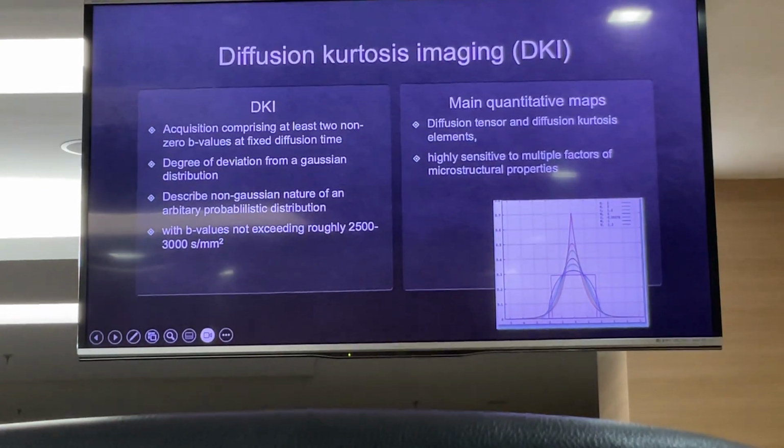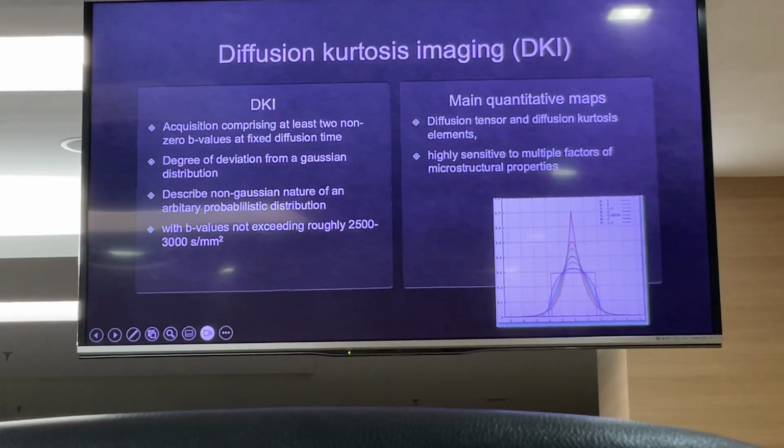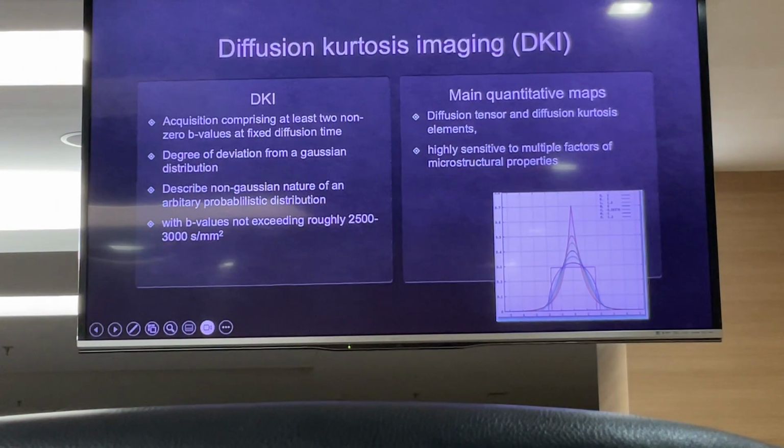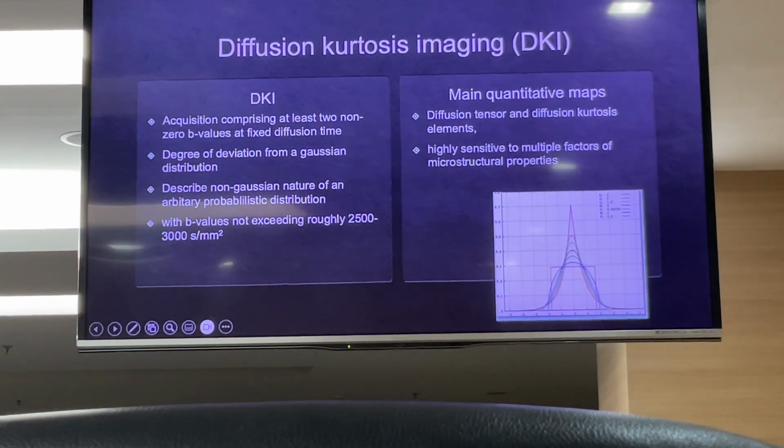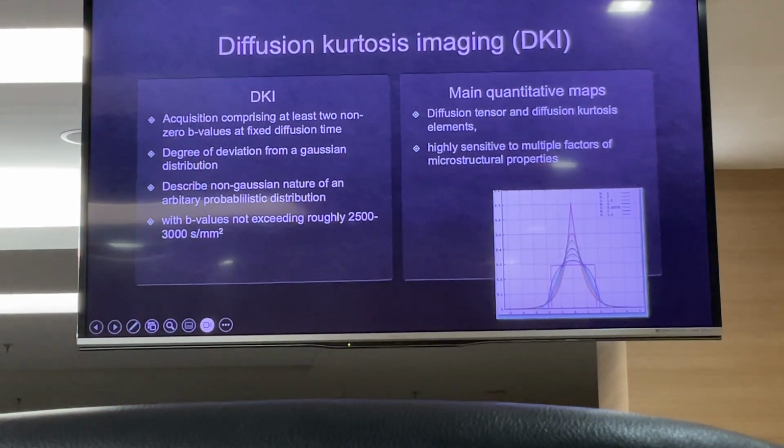So let's move to kurtosis. The kurtosis acquisition comprises two non-zero b-values at a fixed time. It's different from tensor because kurtosis describes the degree of non-Gaussian diffusion. I think using b-values not exceeding roughly 2500 to 3000. The main output map is not only kurtosis but also the original tensor. So it's highly sensitive to multiple factors of microstructural property compared to the original tensor.